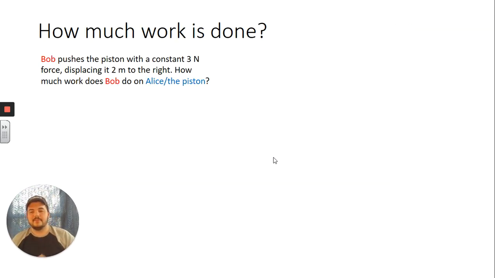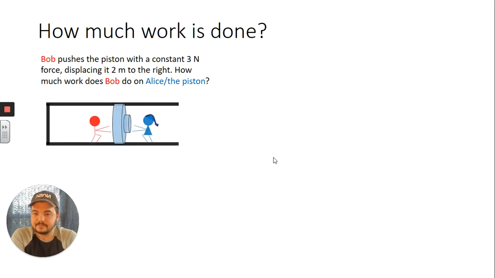So let's look at an example problem. We'll look at Bob and Alice first, and then we'll move into gases, because we know how to deal with work done by people pushing with constant forces, but what determines which gas wins the fight? So we'll look at an analogy we're familiar with first, and then we'll move into the gases. So we've got Bob, and he pushes the piston with a constant 3 Newton force, displacing the piston 2 meters to the right. How much work does Bob do on Alice, the Alice piston system?